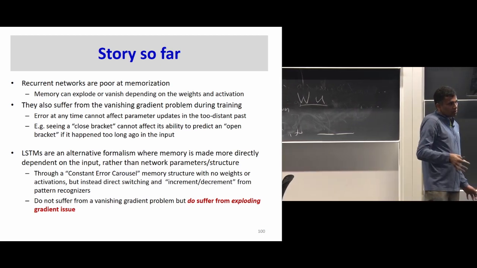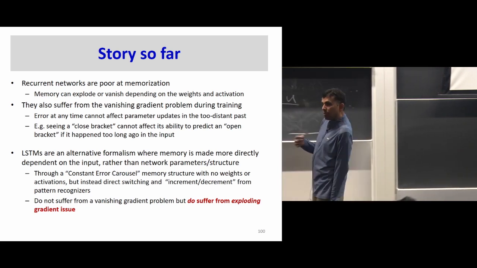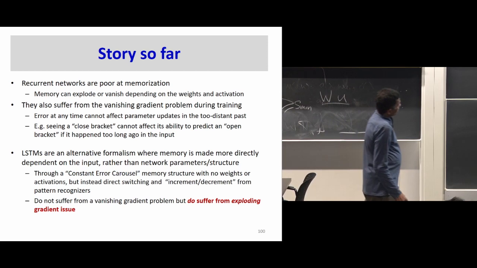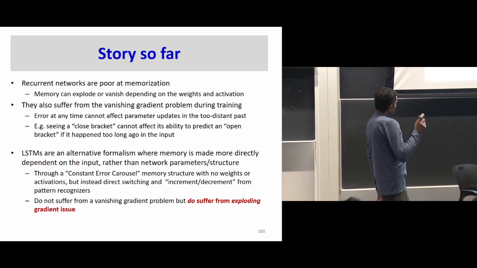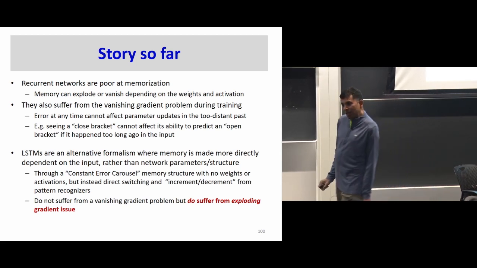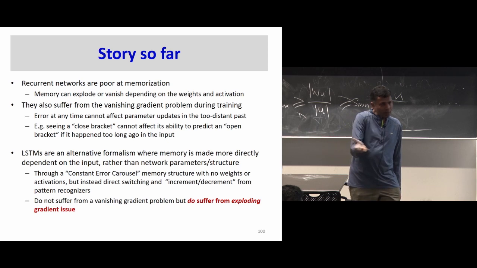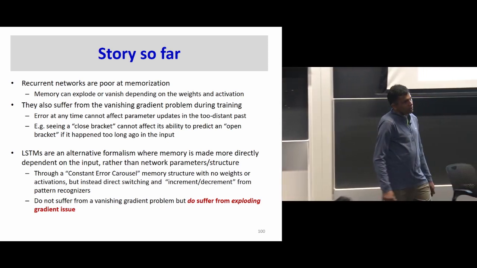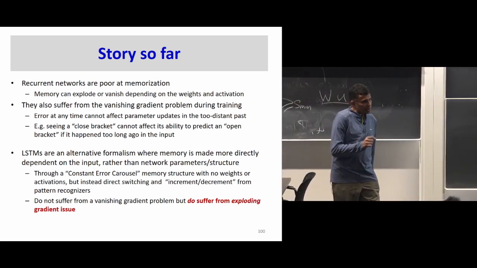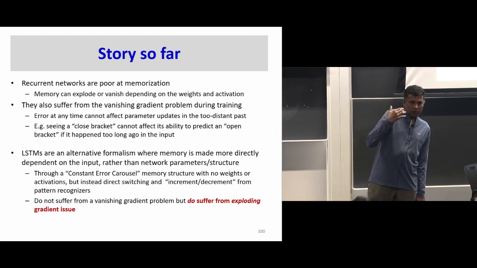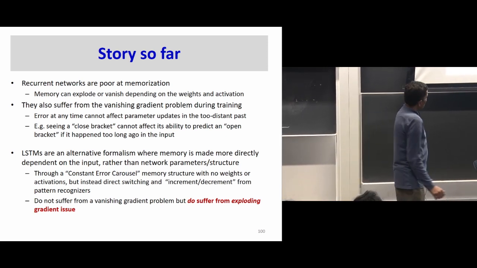So this is the key contribution of the LSTM architecture. The memory behavior is no longer dependent on the parameters of the memory structure, but on the input, right? This is done through a constant error carousel with no weights or activations, but instead direct switching and increment from pattern recognizers. They do not suffer from a vanishing gradient problem, but it turns out that you pay a cost for this. When you consider the other parameters, while gradients may not vanish because things go back unfiltered, so to speak, uncompressed, when you begin computing the gradients for the other parameters, they will sometimes blow up. And so now you have to use other heuristics to keep things controlled. For example, people will often do something like gradient clipping, where if the gradient becomes too large, you cap it off and don't let it exceed a specific value.